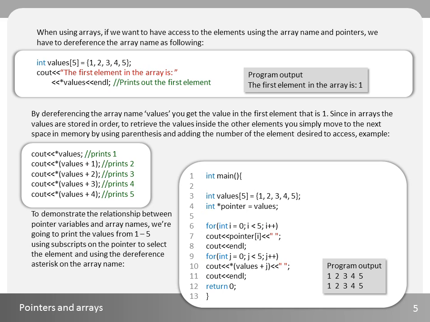To demonstrate the relationship between pointer variables and array names, we're going to print the values from 1 to 5 using subscripts on the pointer to select the element and using the dereference asterisk on the array name. As can be seen from the program output, both methods give identical results.